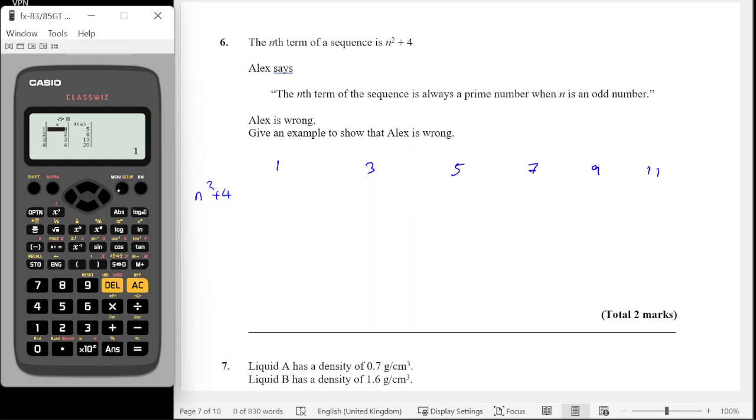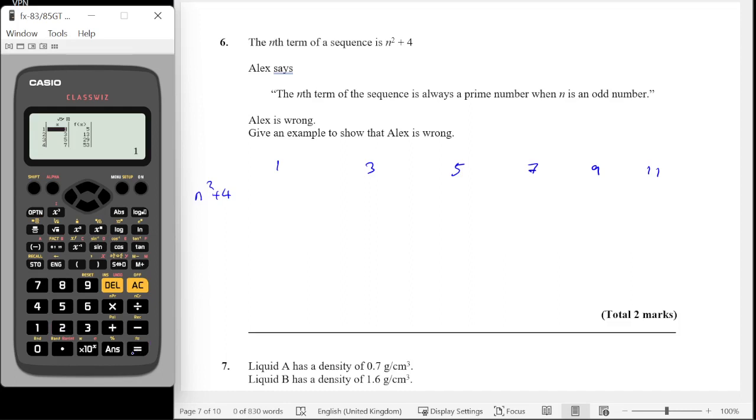Apologies, let me do that again. Sorry, pressing equals just takes me all the way through the options. So let's do that again. Alpha x squared plus 4. And I want no function, no second function. I want to start at 1. I want to end, I've only gone up to 11, but I'll go up to, let's say, 15. And I want to go in steps of 2.